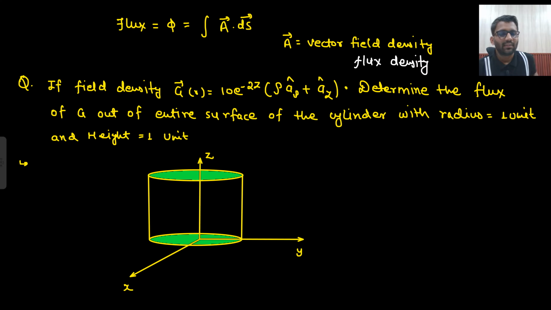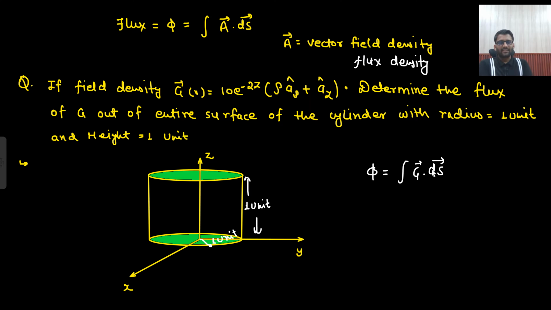Don't try it on your own, first I will solve it, then you will be able to understand. This is the field density given, or flux density is given. Determine the flux of G out of the entire surface of a cylinder with radius 1 unit and height 1 unit. So this is the radius, which is 1 unit, and the height is also 1 unit. This is your flux density. You need to find the total flux that is going out of it. So you need to do G into ds.